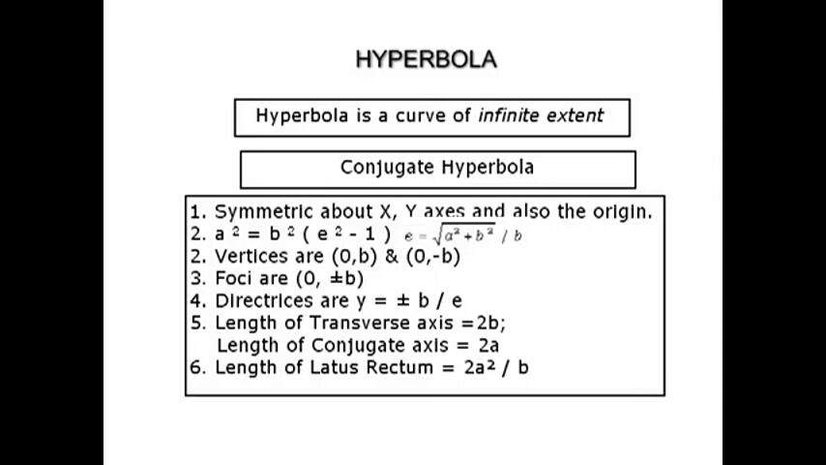Here foci are (0, plus minus b) and corresponding directrices are y equal to plus minus b upon e. Length of transverse axis is 2b and length of conjugate axis is 2a. Also, length of latus rectum equal to 2a square upon b.